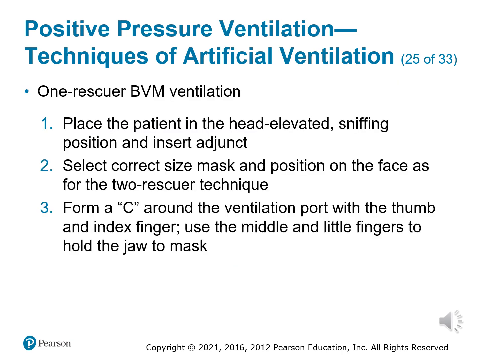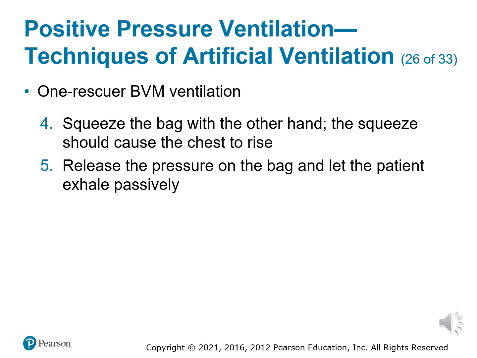One-rescuer BVM ventilation. You're going to place the patient in the head elevated sniffing position and insert the adjunct. You're going to select the correct size mask and position it on the face as for the two-rescuer technique. You're going to form a C around the ventilation port with the thumb and index finger. Use the middle and little fingers to hold the jaw to the mask. Next, you're going to squeeze the bag with the other hand. The squeeze should cause the chest to rise. Next, you're going to release the pressure on the bag and let the patient exhale passively.